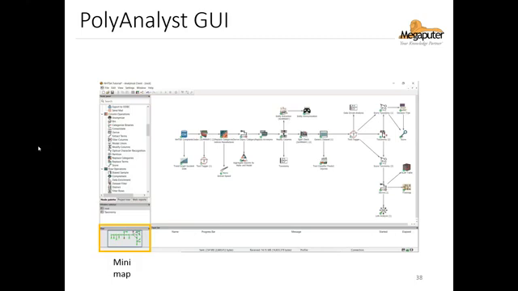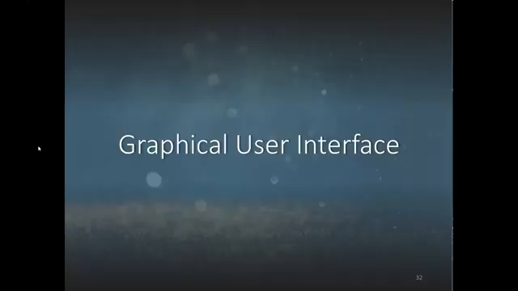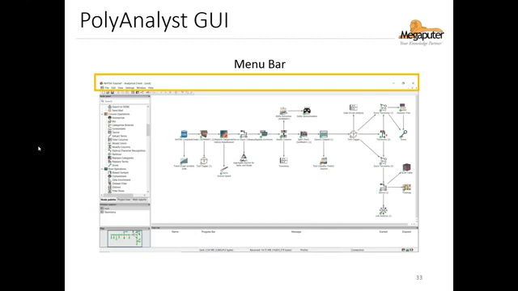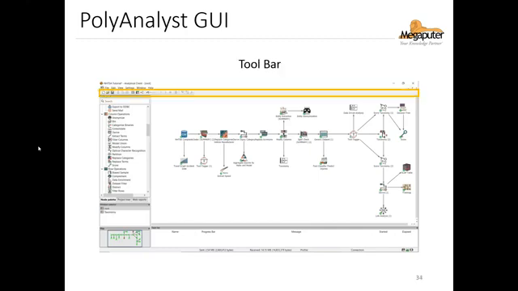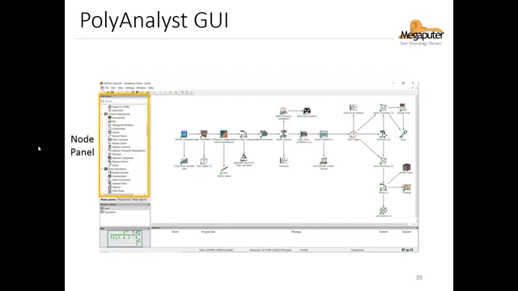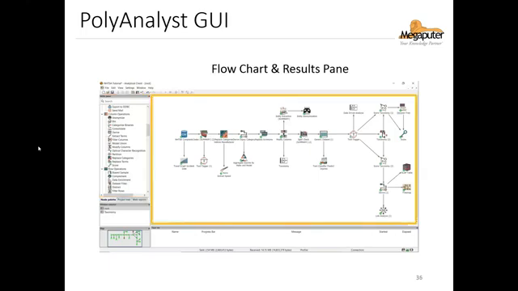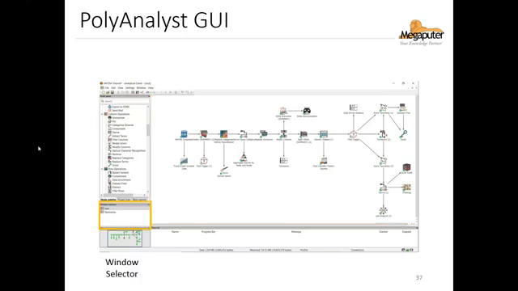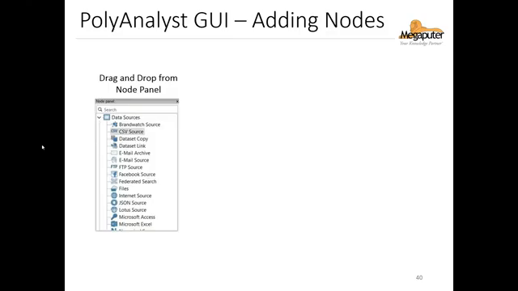I thought you guys were going to be using the thick client, so these graphics are all using the thick client. We'll go through this, and then I'll go through it again in the client itself. So we have the menu bar at the top. The node panel over here is where we will search for different nodes to add to our workflow. We have the flowchart and the results pane here where we actually build the project. Then we have a window selector, a map and a task list.